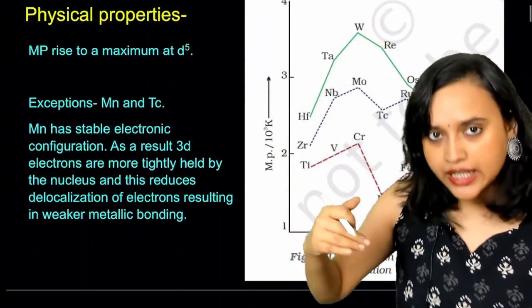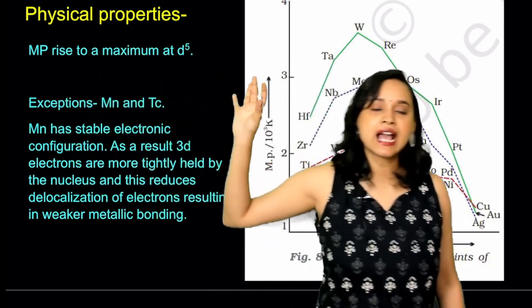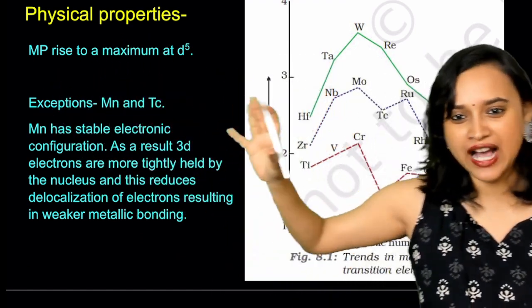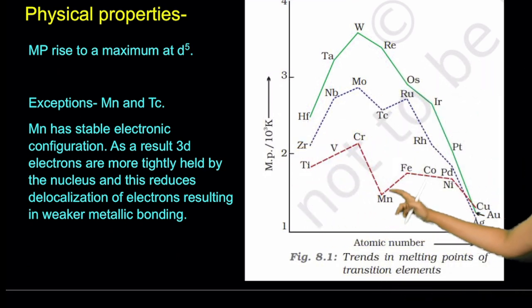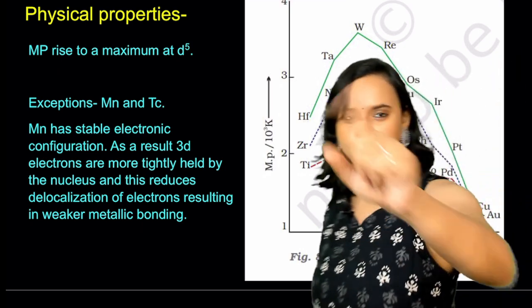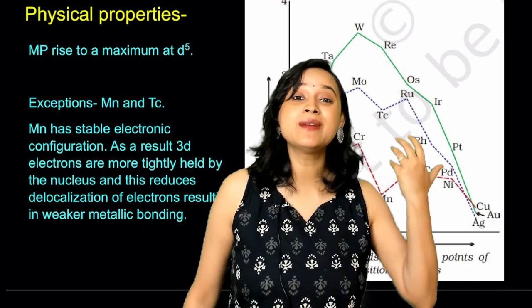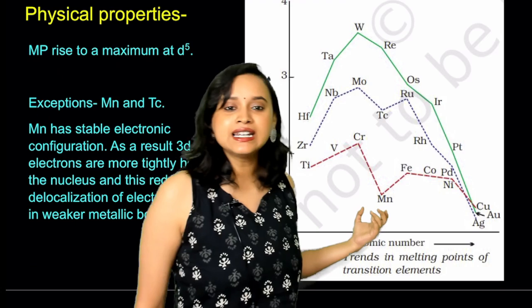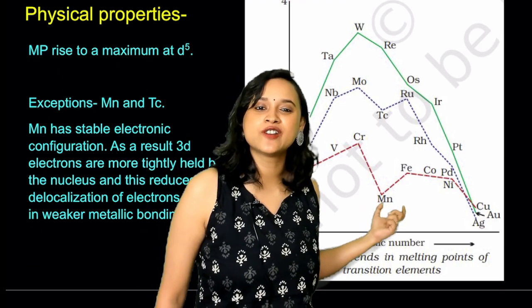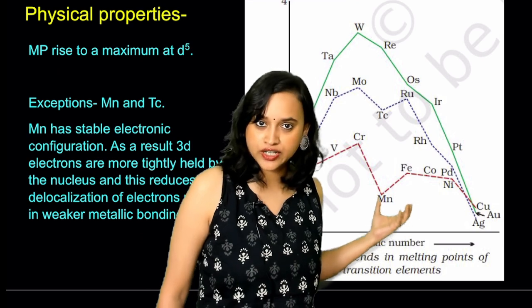Okay, so we're continuing with physical properties, and like I've just told you, the melting point will rise to a maximum at d5. Now you will all be like, but ma'am, look at manganese. Manganese is right here. Manganese also has 3d5. True, absolutely true. But look at chromium. So tell me, what is chromium's electronic configuration? 3d5 4s1. How many electrons does chromium have that it can let go? 6 electrons. That does not happen here. Manganese has only 5 electrons that it can give away. But chromium here can give 6 electrons. Manganese also can give 7 electrons, of course, from 4s2.